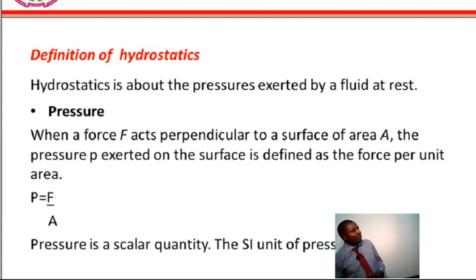When a force F acts perpendicular to a surface of area A, the pressure P exerted on the surface is defined as the force per unit area. That is P equals F over A. Pressure is a scalar quantity. Anyway, it has magnitude but no direction. The SI unit is Newton per meter squared.